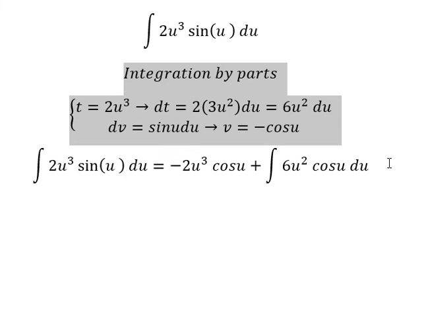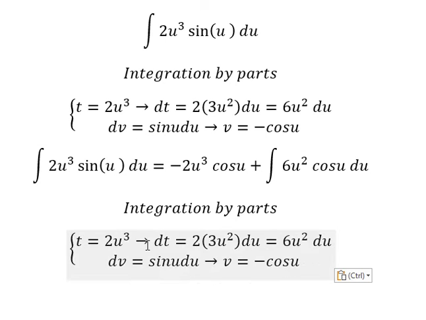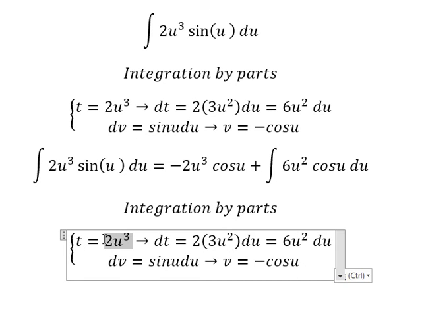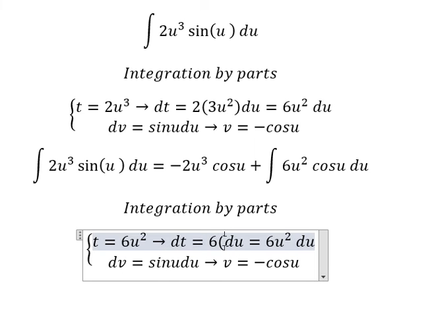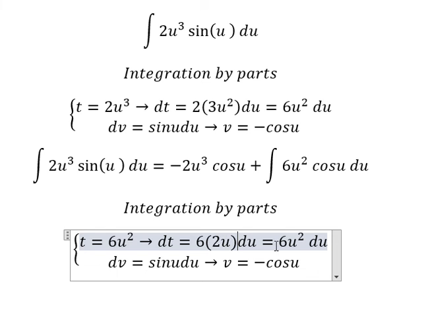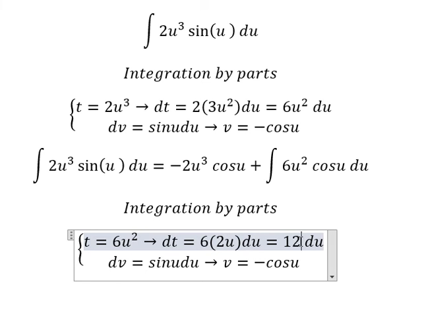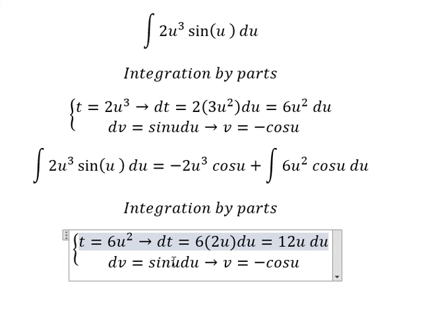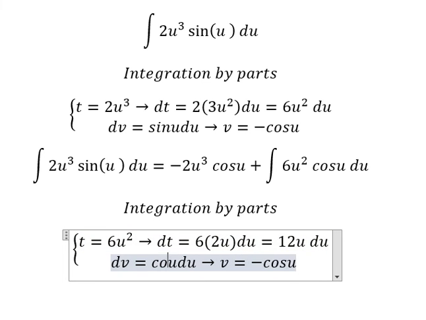Next, we continue using integration by parts, but this one should be 6u square. The first derivative of u square is 2u, so this one should be 12u. This one we change by cosine u. The integration of cosine u is sine u.